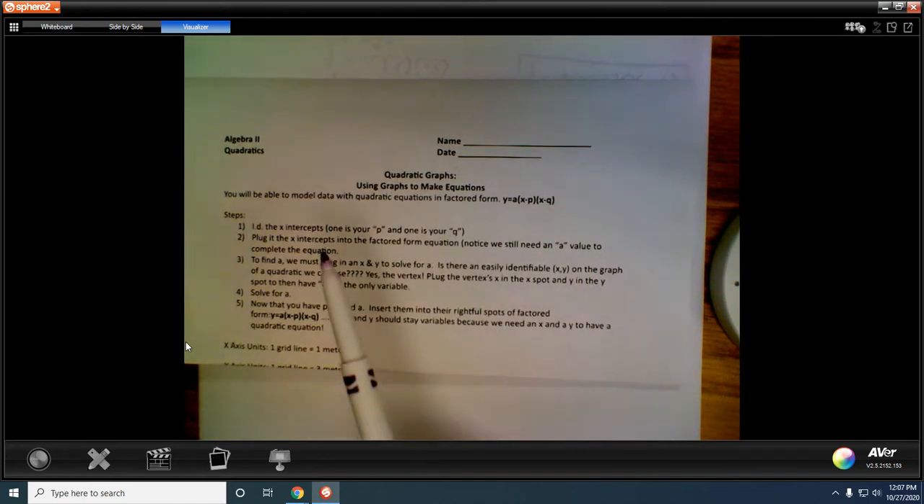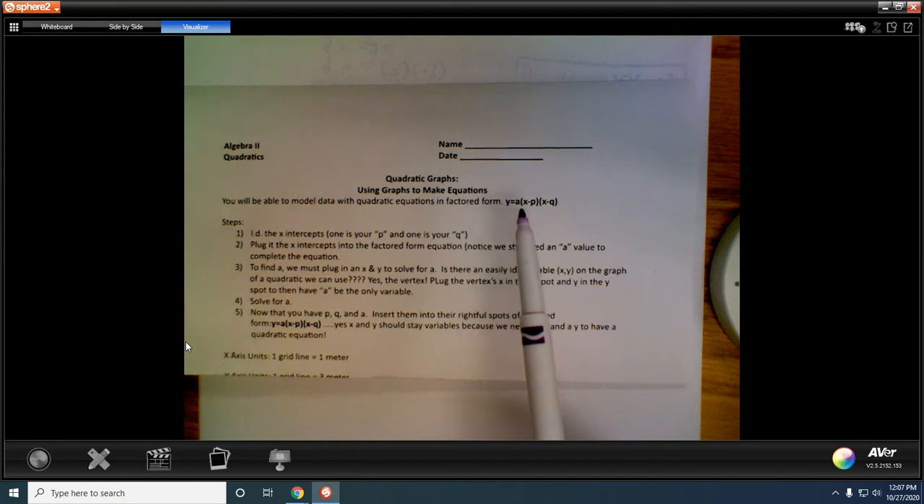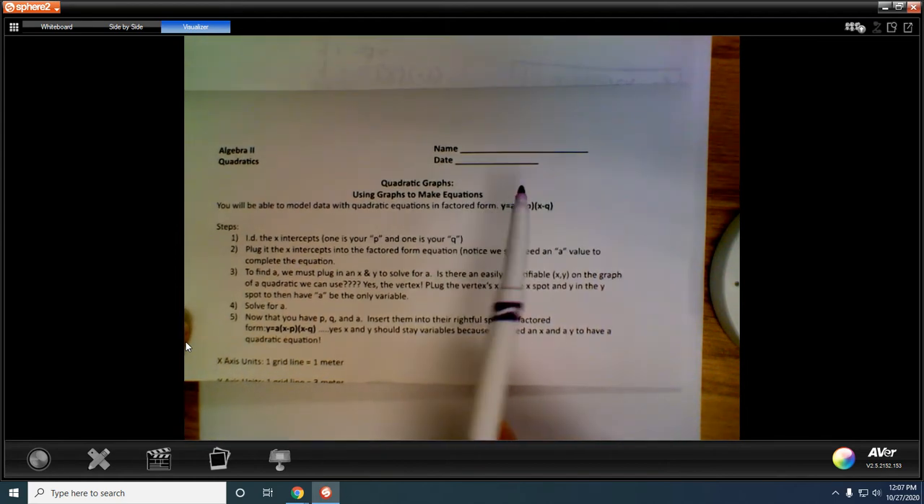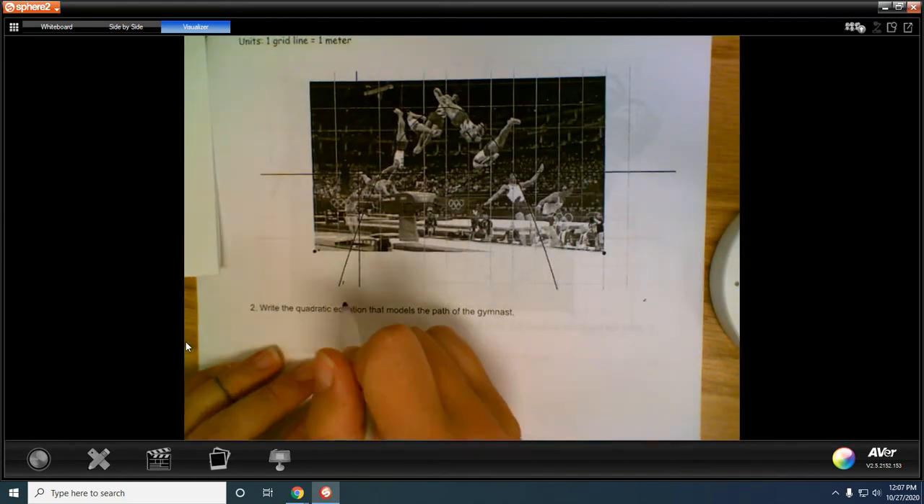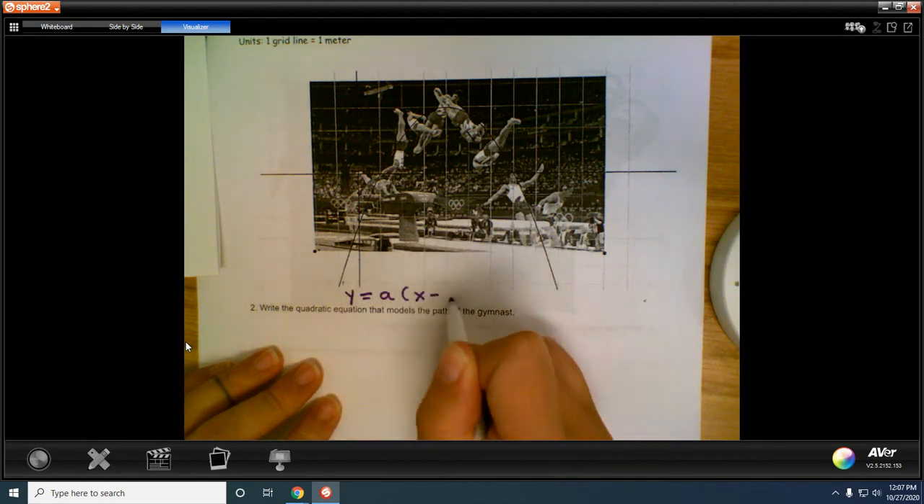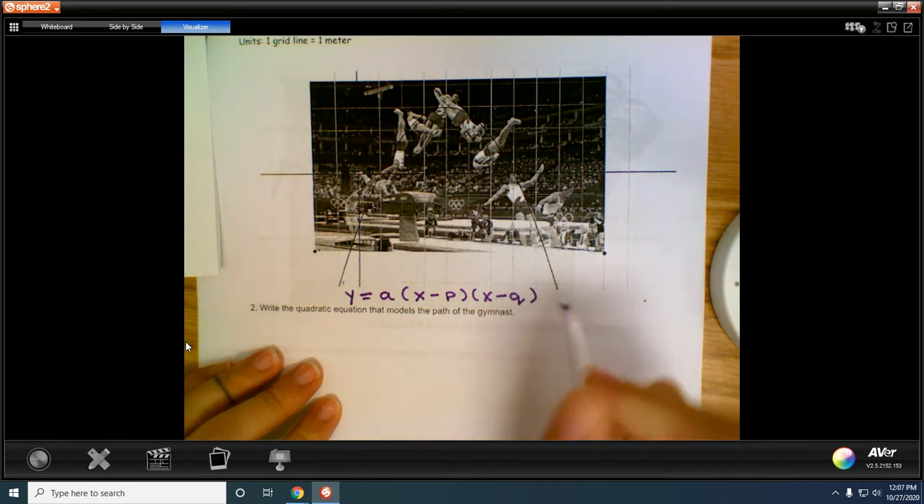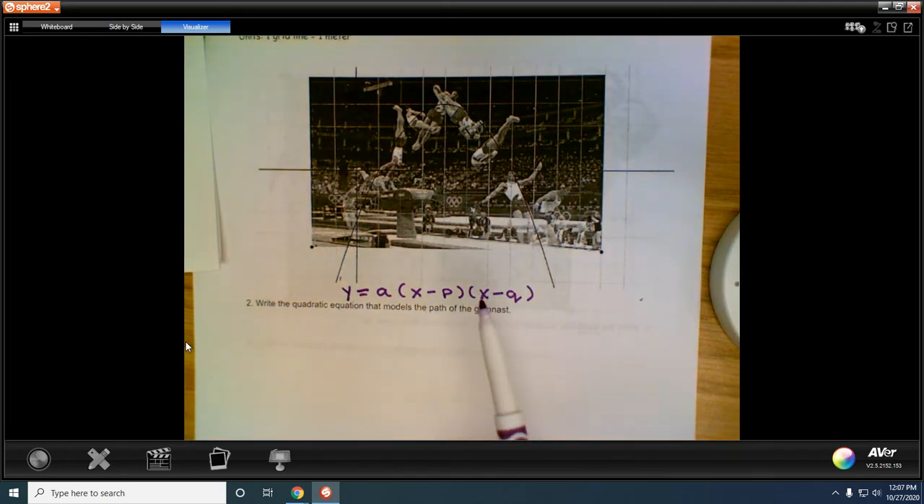We're going to start by identifying the x-intercepts. We again want to write it in factored form, so we're going to write the standard factored form, which is y equals a(x minus p)(x minus q), where remember, it's the minuses because factors are opposites of our x-intercept solutions, roots, or zeros.